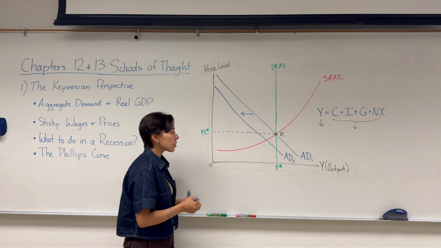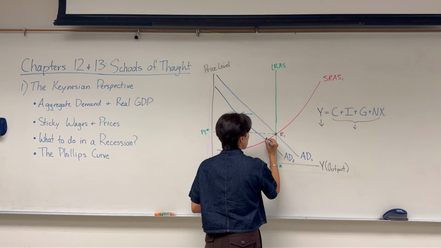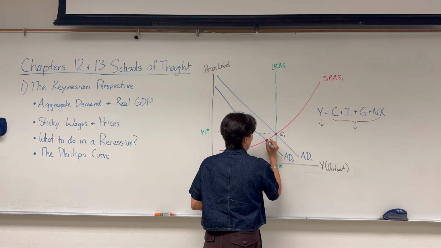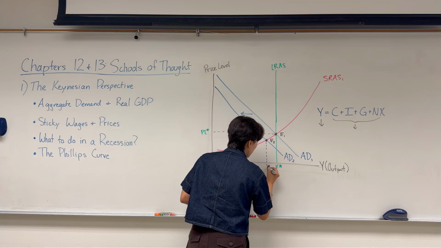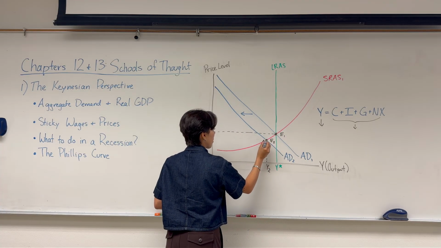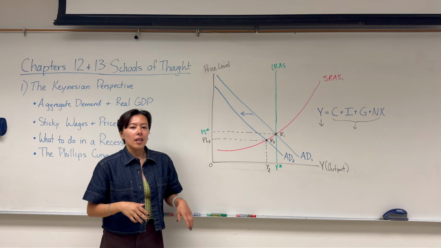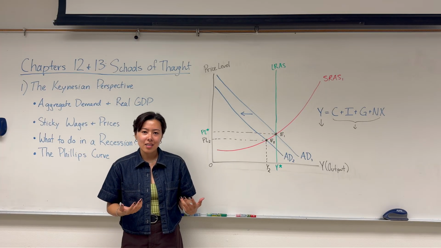Aggregate demand falls, our economy moves to a new short-run equilibrium, and now our actual level of output has fallen below our potential level of output. Now, why do we get stuck in this recession?